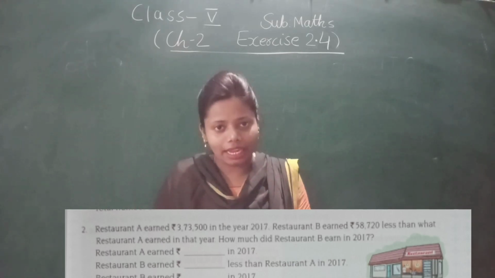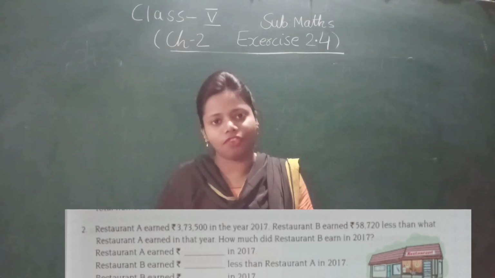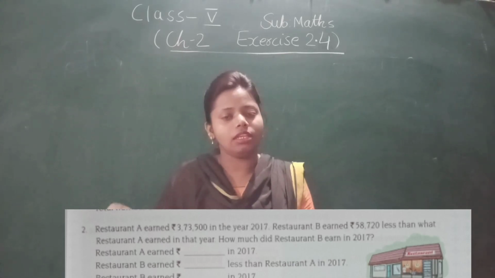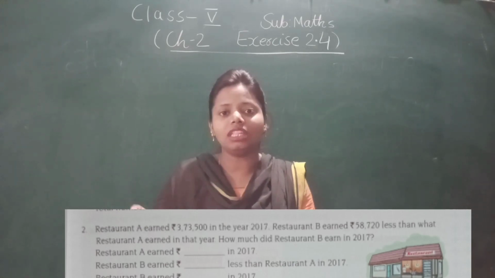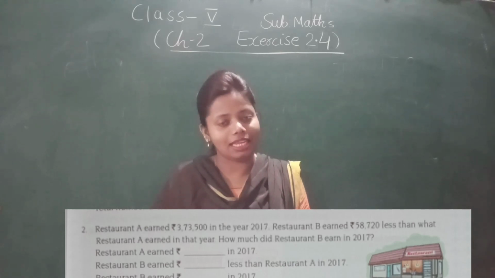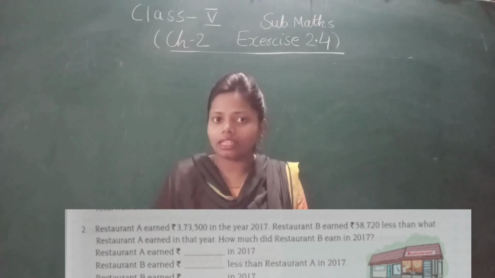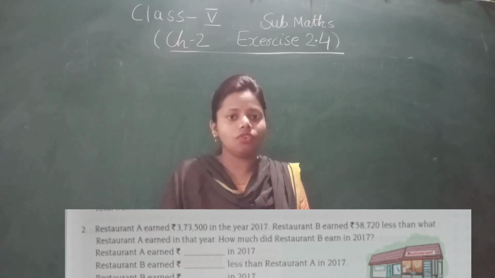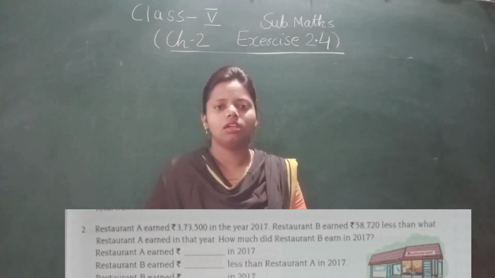Restaurant A has earned rupees 3,73,500 in 2017. But for restaurant B, it is not given how much he earned in 2017. It is just given that he earned 58,720 less than restaurant A. So we have to find how much restaurant B earned.